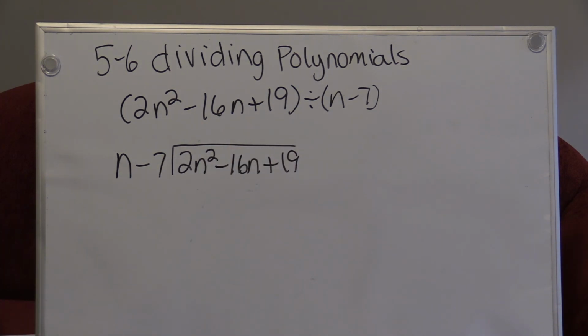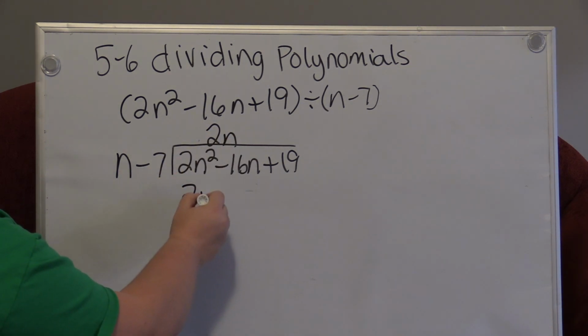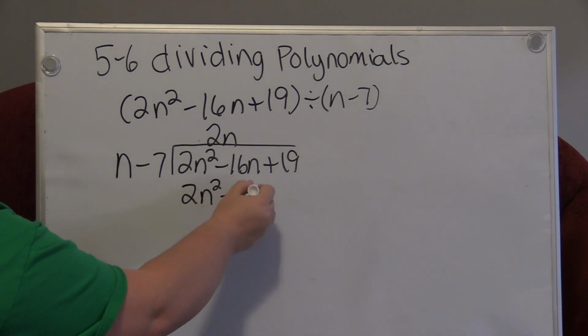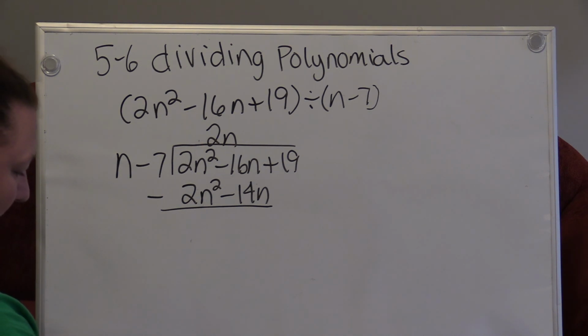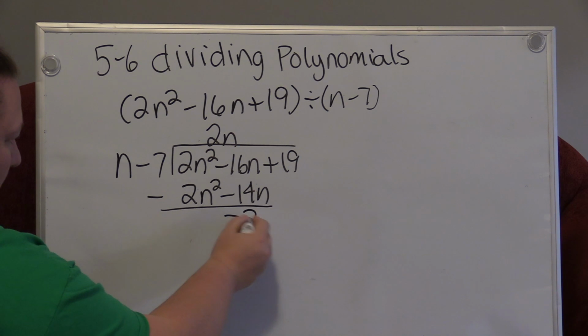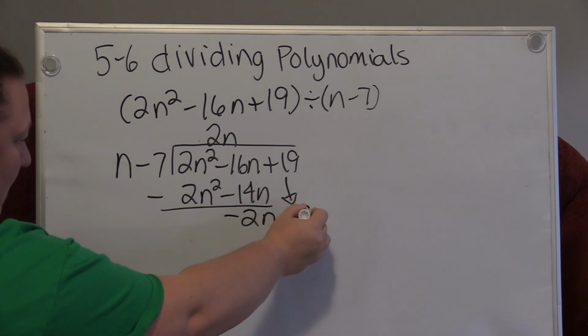Once again, we're going to divide. N times what is 2n squared? 2n. Then we're going to multiply. I get 2n squared minus 14n. We're going to subtract these. My n squareds disappeared. Negative 16n minus negative 14n is negative 2n. Then I bring down the 19.